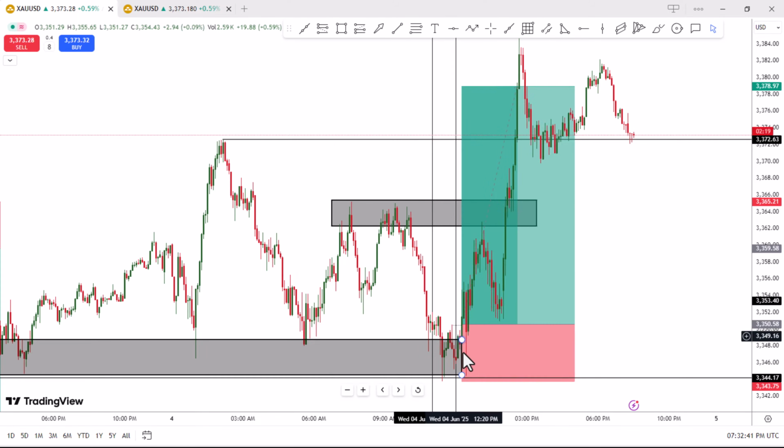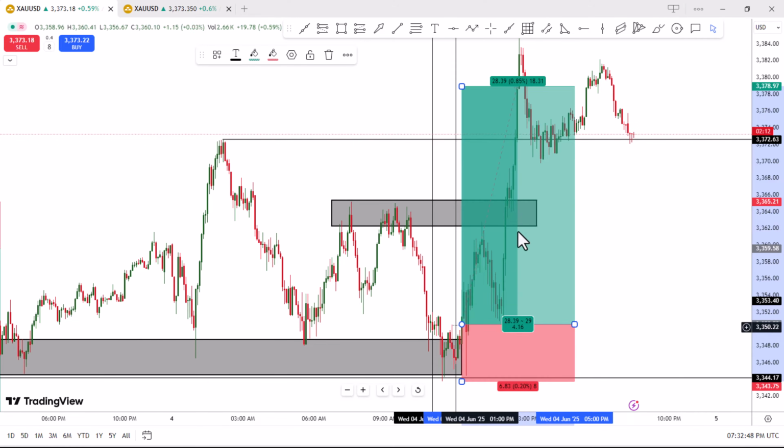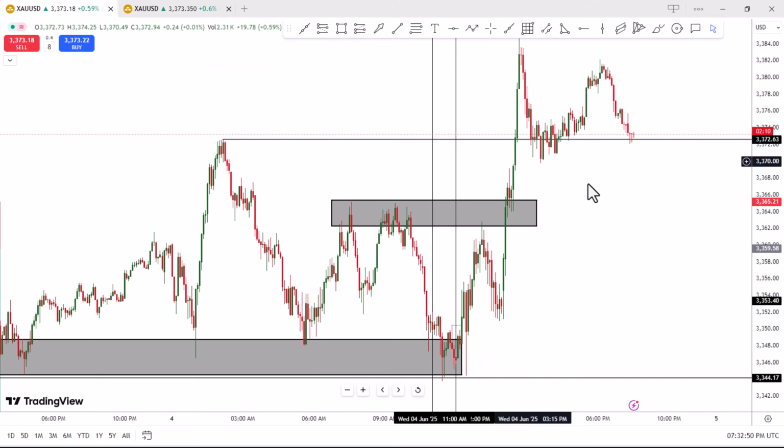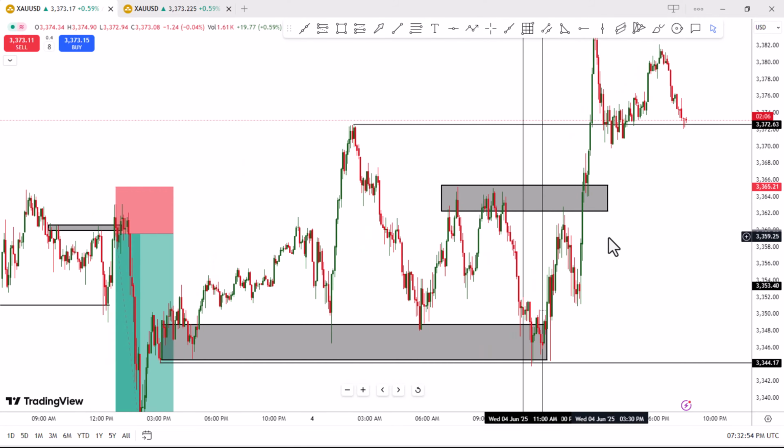But this wick would have actually taken a lot of people out and making them doubt this trend right here. But if you are looking at a bigger time frame, probably this would have been easy, right? So that was just it. That's it for today's analysis. I wasn't in the trade, but I can see that it was a marvelous trade.